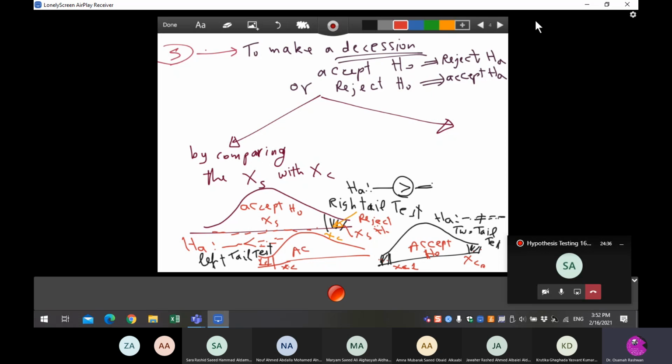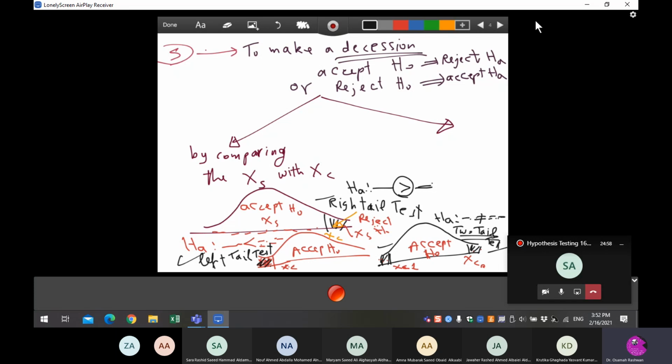Okay, this is the accept H naught region, but the shaded area is the rejection area for the null hypothesis. This is what we call a right tail test. This is what we call a left tail test. If you have not equal, you go for a two tail test.